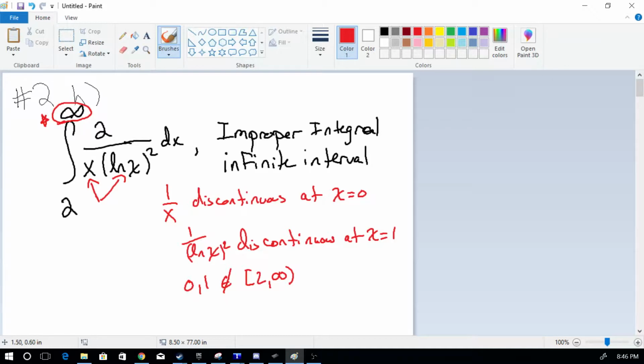So we always want to check our bounds. Bounds are key, and then we always want to look in the denominator. We want to check the denominator, see where the denominator is equal to 0. So we don't have to worry about 0 and 1. That's nice. We're just looking at infinity.